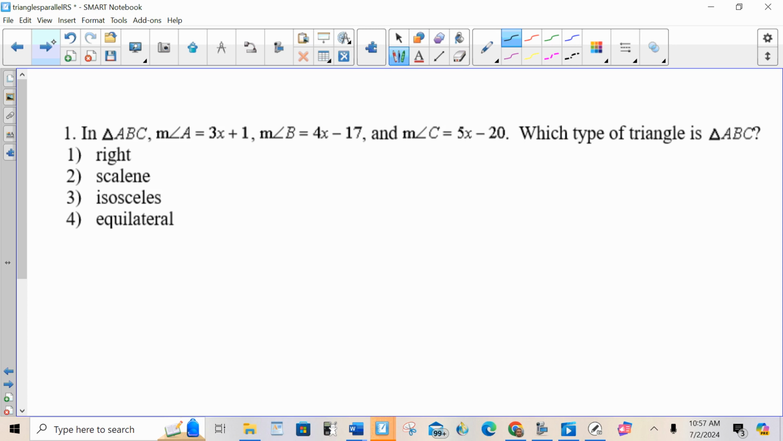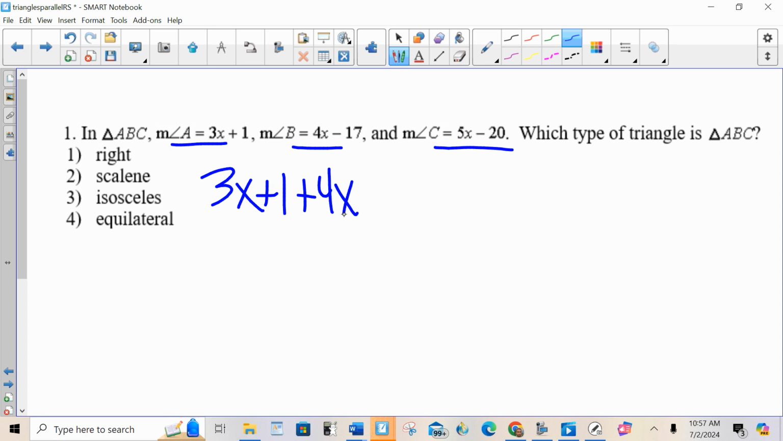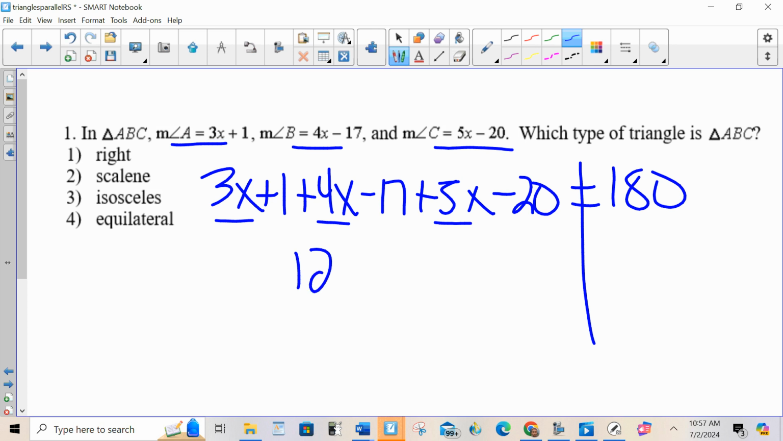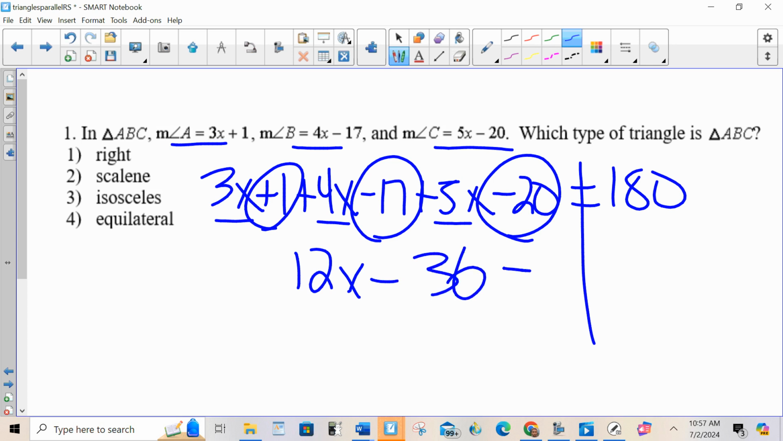Let's go. The angles of a triangle. Well, you need to know that the angles of a triangle add to 180. So since they're giving me algebraic expressions, I add the angles of the triangle to equal 180. From there, I solve the equation. I combine like terms. 3x, 4x, and 5x is 12x. Positive 1, negative 17, negative 20 is minus 36.